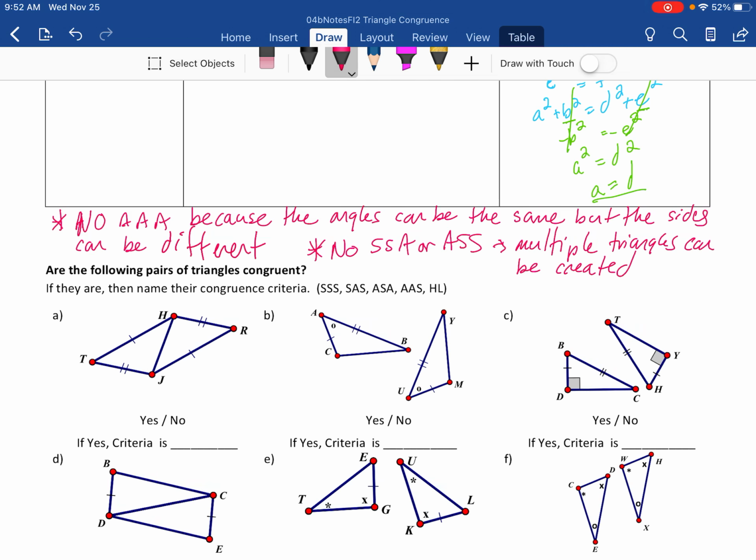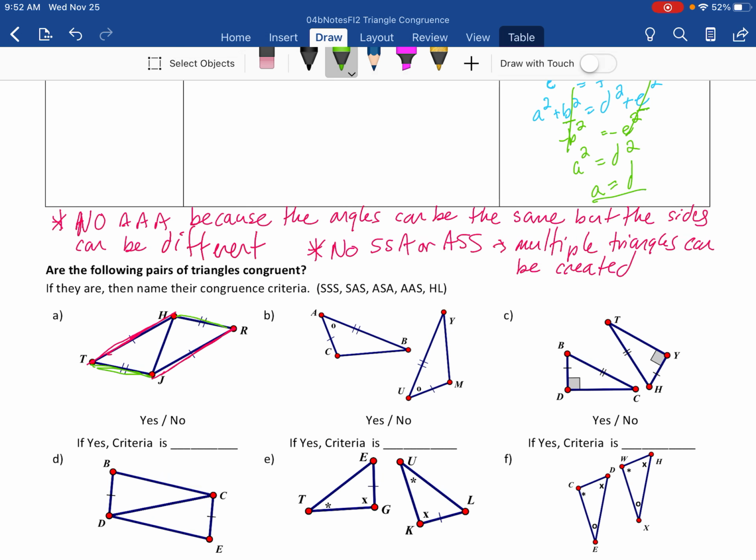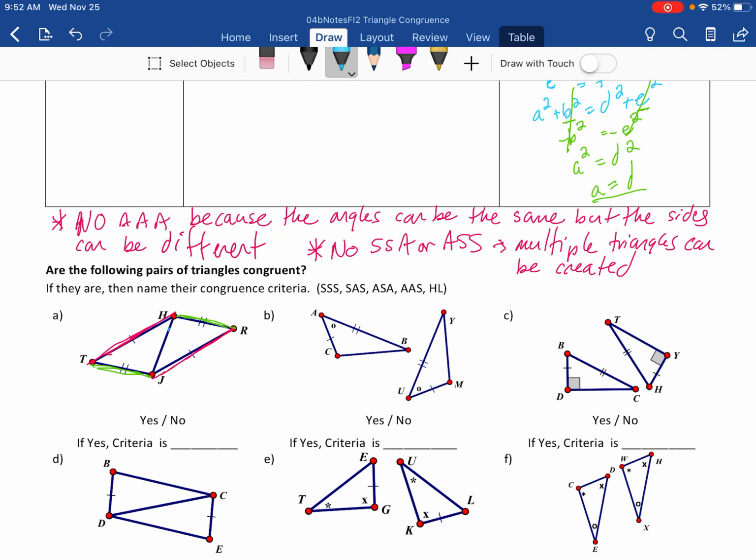Okay, so we're going to go through and see if these are congruent. For this one here, I know HT is congruent to JR. I know TJ is congruent to HR, and they share a side. This is going to be called the reflexive property. We'll go over that in a little bit. But since they share a side, we know that side's the same. This is going to be yes by side, side, side, because we have three sides of one congruent to the three sides of another.